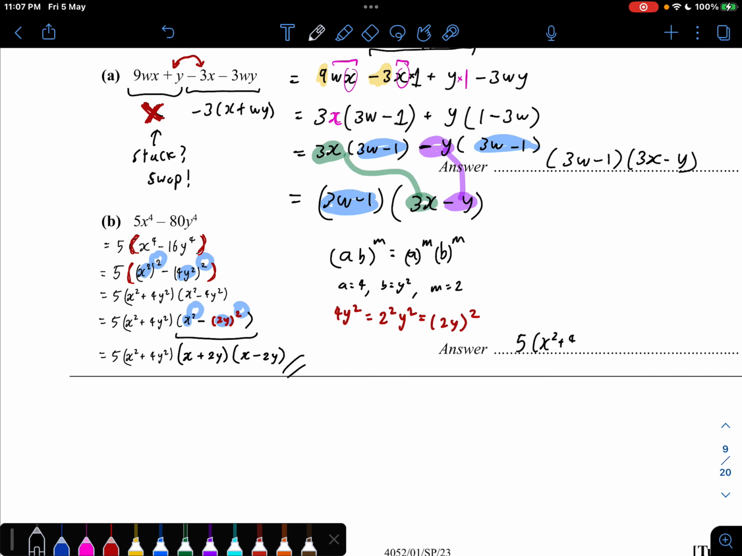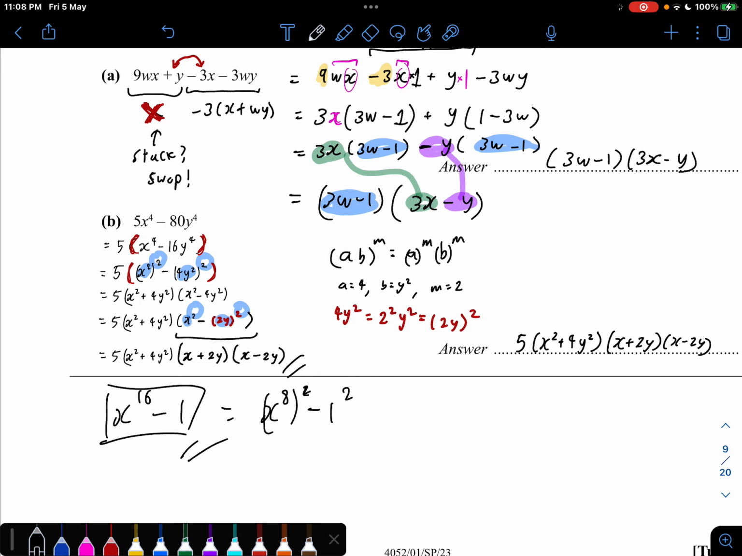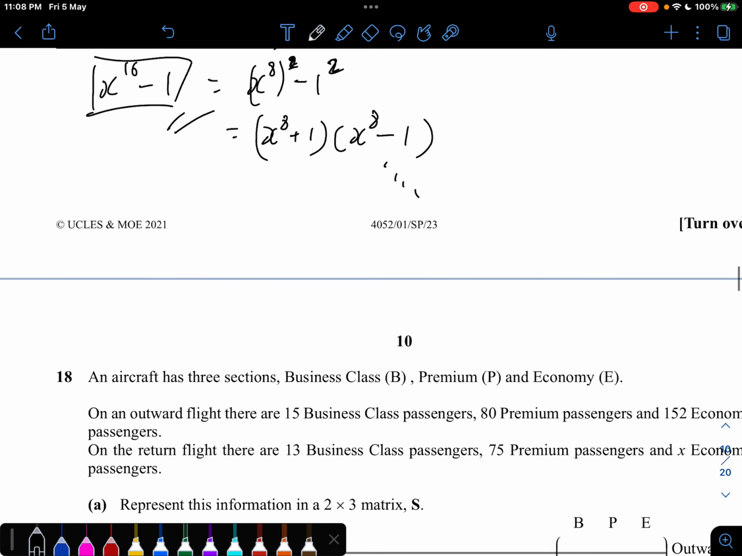I think I gave something similar where it was like x power 16 minus 1, right? Go look at your homework questions. Okay, x power 16 minus 1. I think I explained this during class before. You can always break it down into x power 8 square minus 1 square. 1 is very special. It can always be written as 1 square. You get x power 8 plus 1, x power 8 minus 1. The 8 can be further broken down into x power 4 bracket square, and then so on and so forth. You keep on factorizing.